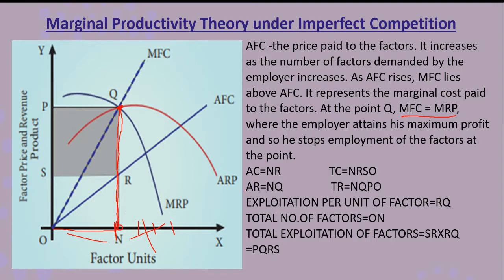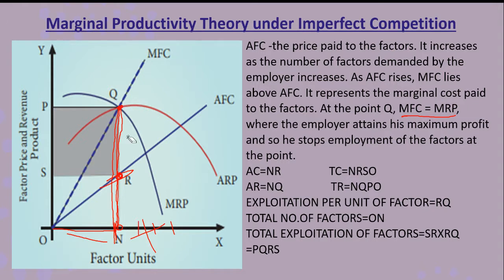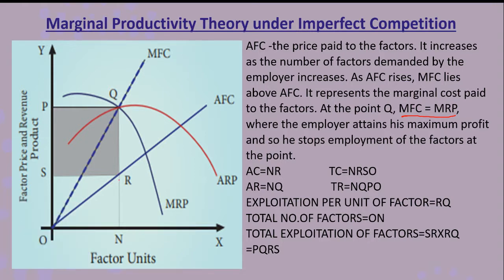So what is your average cost here? NR is your average cost. How do you find out the average cost? You see this line. The AFC curve cuts it at this point, which is R. It cuts at the point R. Up to this it is called the average cost.